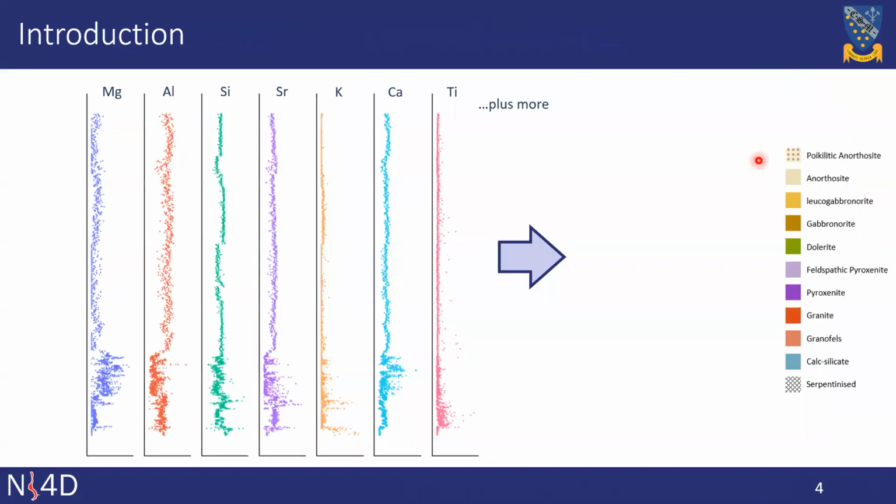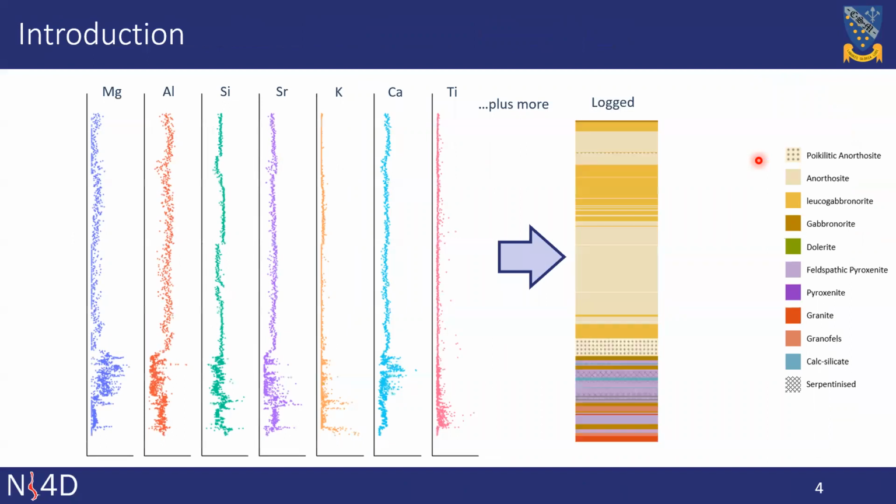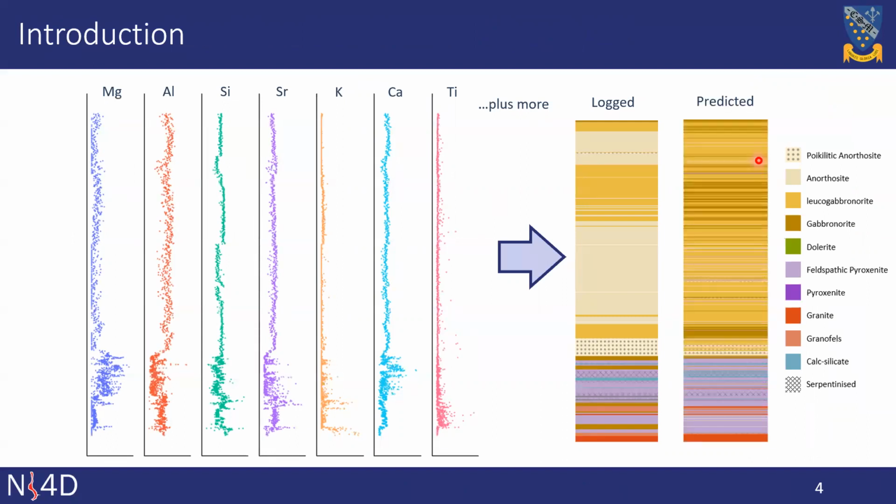So take our pXRF data, take our human logged lithology as our training labels, and then try and predict it from each pXRF point. And we get something that's okay. It's not terrible, but you can see it's not great. We can see we're kind of predicting a bit too much leucogabbronorite generally in the main zone up here than what's been logged as an orthosite, although it might not be right.